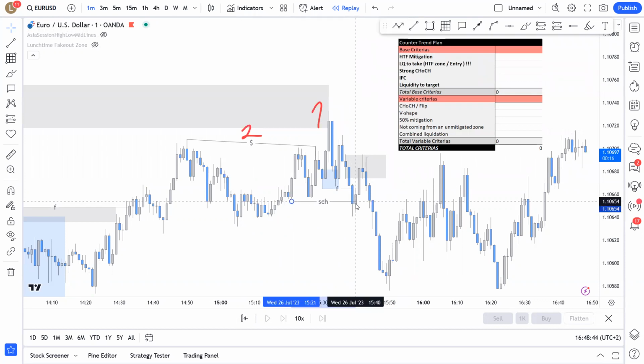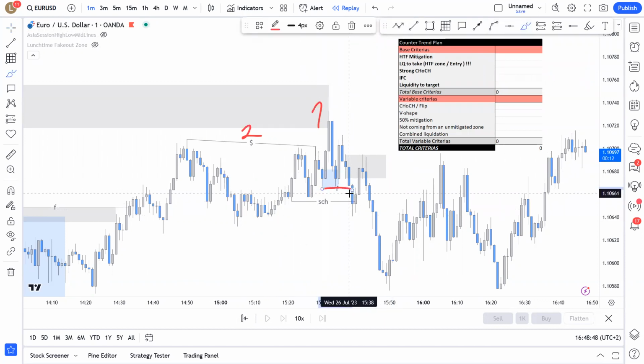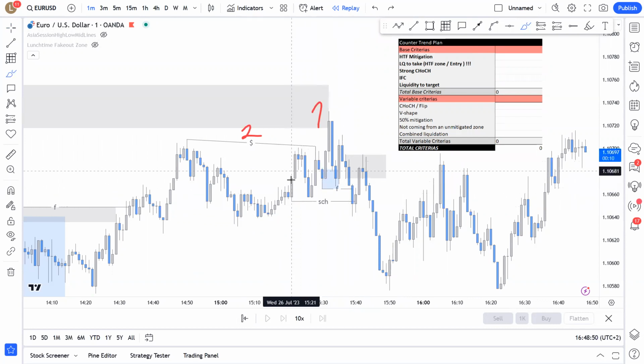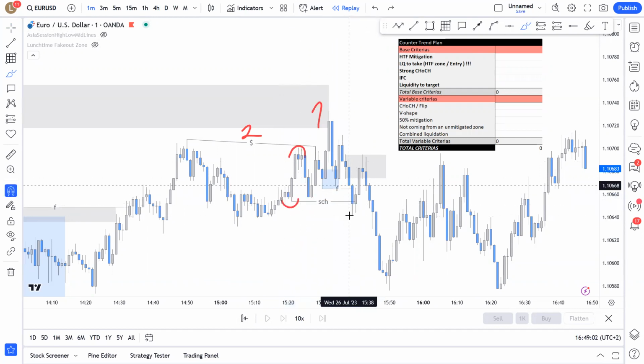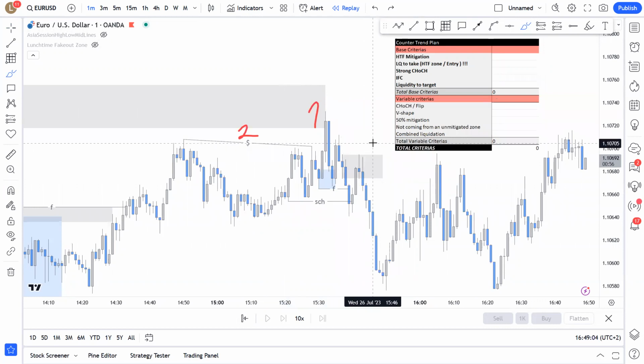The reason we are counting the strong change of character here on this line is because this was the simple change of character point. This was the structural low point, structural high point. This high point was broken from this low point. So this becomes the change of character point. And this is the previous structural low point. So this is the strong change of character line, right? So it was tickable too.